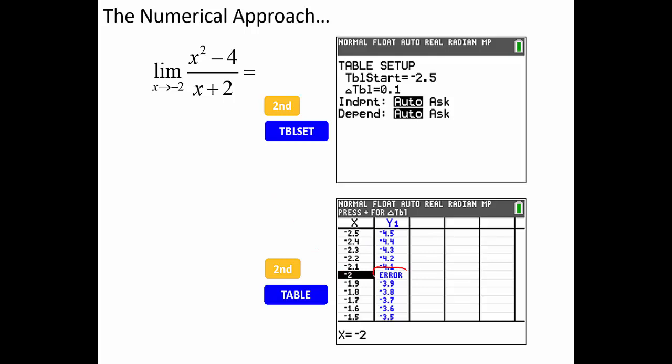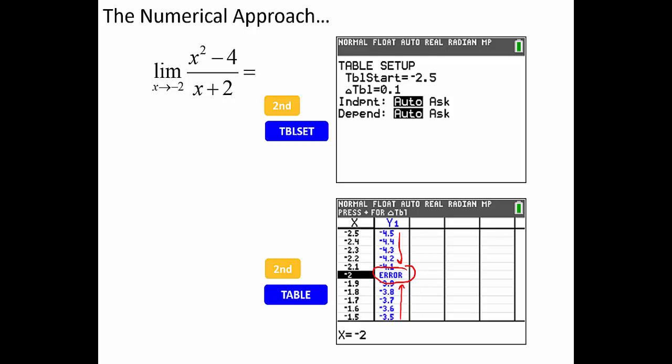Notice we're getting an error, which makes sense because if I plug in -2, I don't get an answer. I get 0 over 0, and just like I have no idea what the answer is, the calculator has no idea what the answer is either, so it's just going to display error. But if I look on either side of -2, so here's the left side of -2, here's the right side of -2, as I get closer and closer to -2, look at what's happening with those numbers.